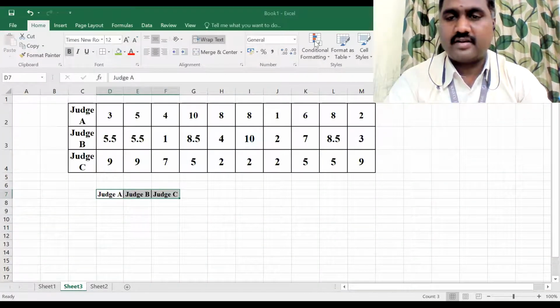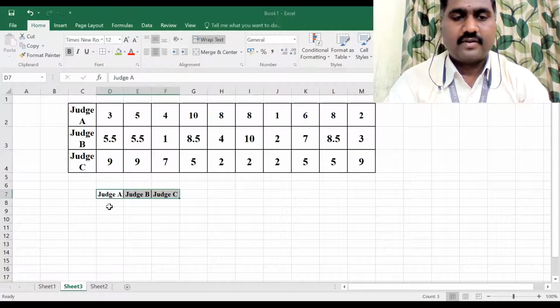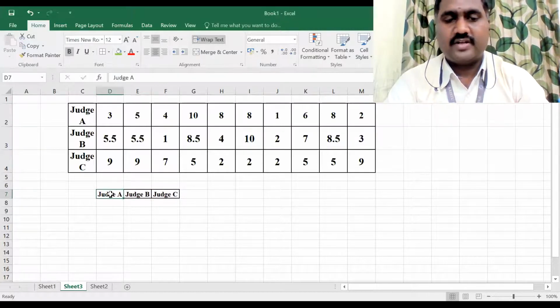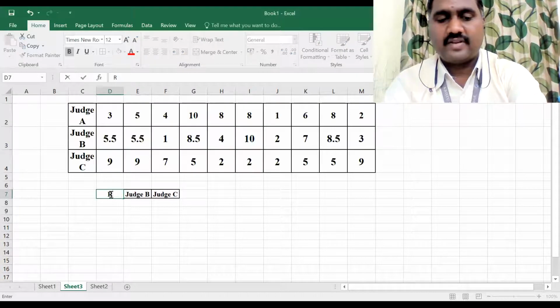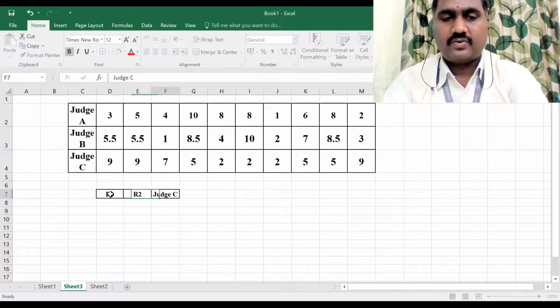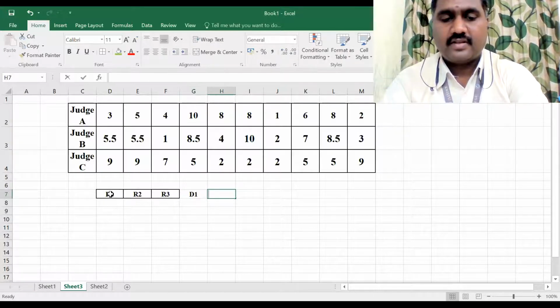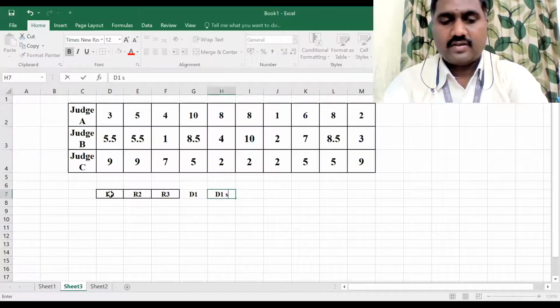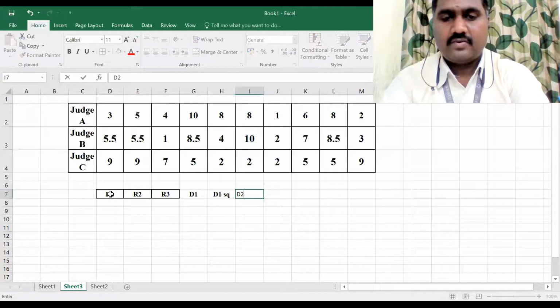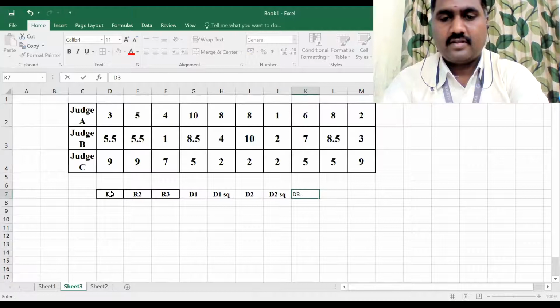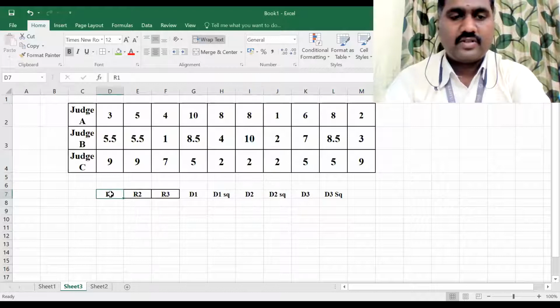Now everyone got the Excel screen, right? Can you view the Excel screen? Okay, fine. So judge A is R1. We can make it R1, R2 and R3. And next we have D1, and next we have D2. We will have D1 square, D2 square, D3 square, right?